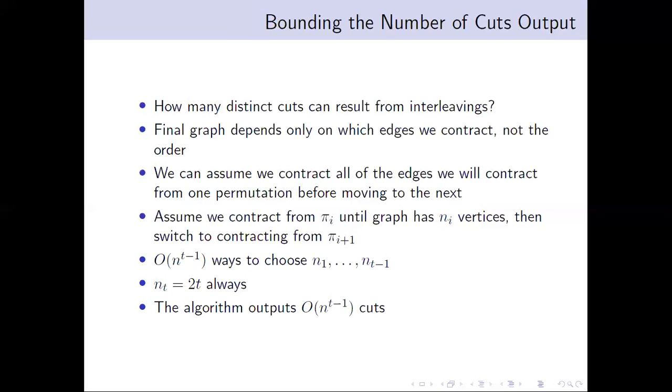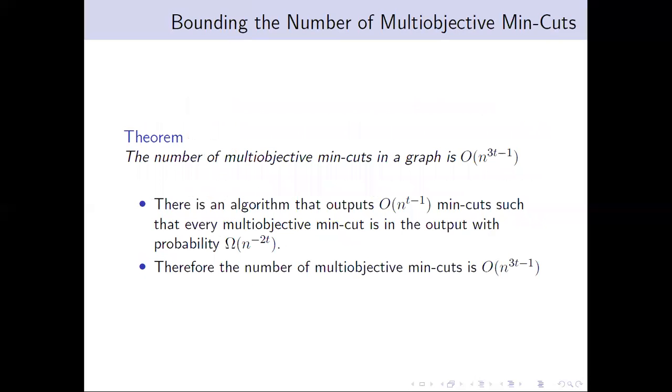Therefore, the algorithm that tries all the interleavings and outputs all the different cuts you see outputs O of n to the t minus 1 cuts, while still retaining the n to the negative 2t chance of outputting a B multi-objective min cut for any B. So we've given an algorithm that has the guarantees that we were looking for, and therefore the number of multi-objective min cuts in a graph is O of n to the 3t minus 1.